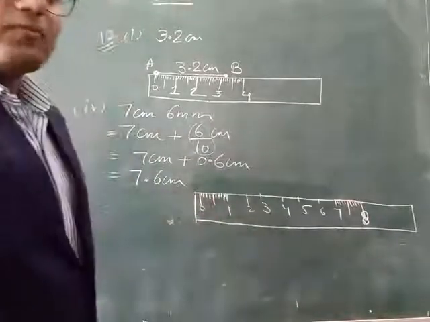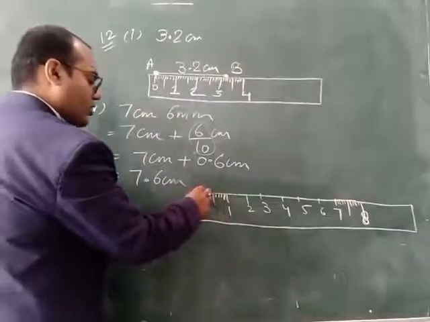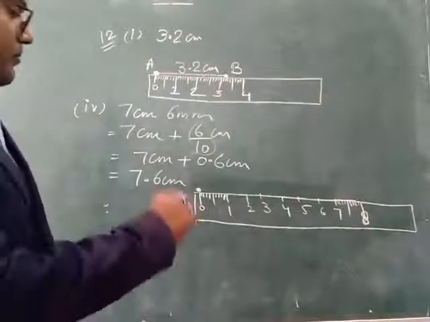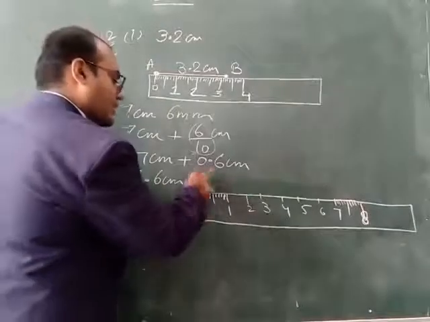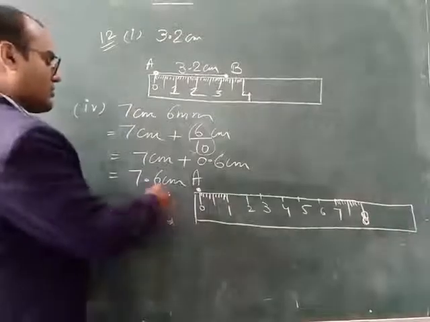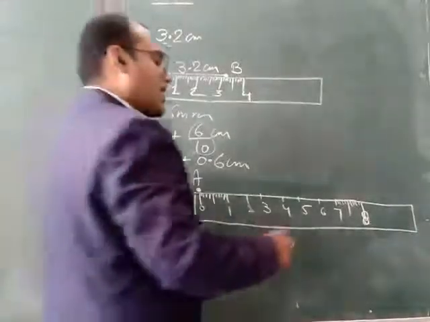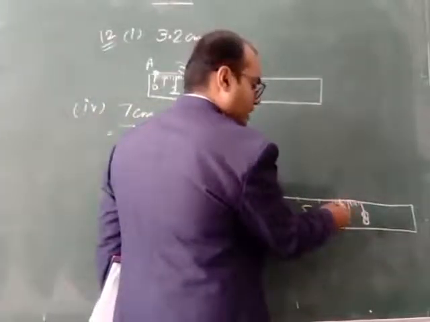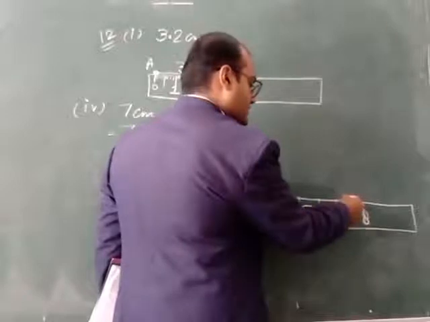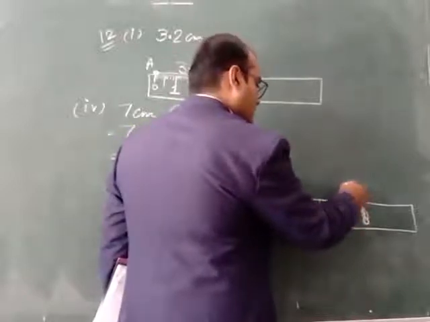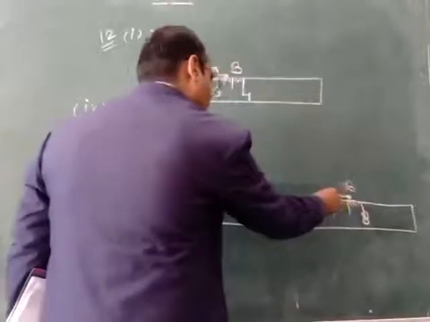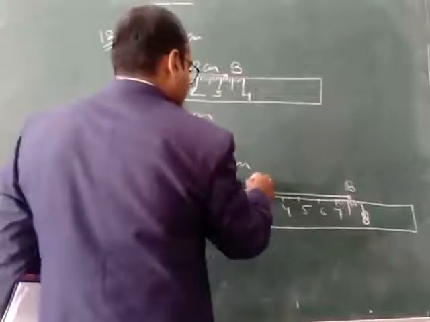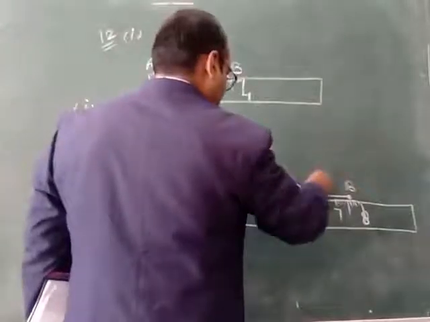So we have to start from 0. First of all, we will put a dot on the 0 with the help of scale and pencil, and we will write this is point A. Now the next point we have to mark on 7.6. 7.6 means after 7 you have to count 6 divisions. After 7, 1, 2, 3, 4, 5 and 1, 6. Here we will put point B, and we will join these 2 points with the help of a scale. After joining it, we will write this is 7.6 centimeter.